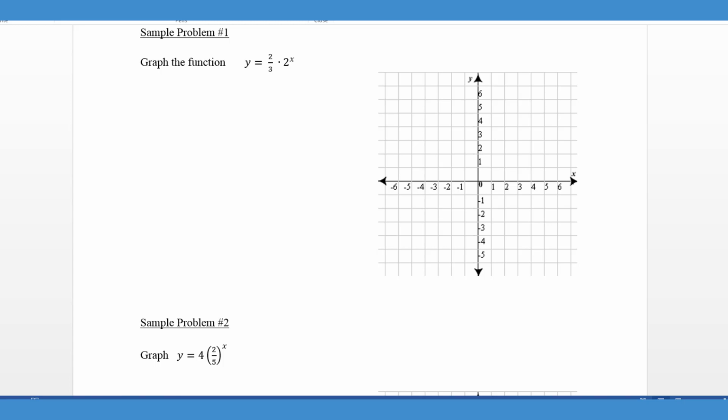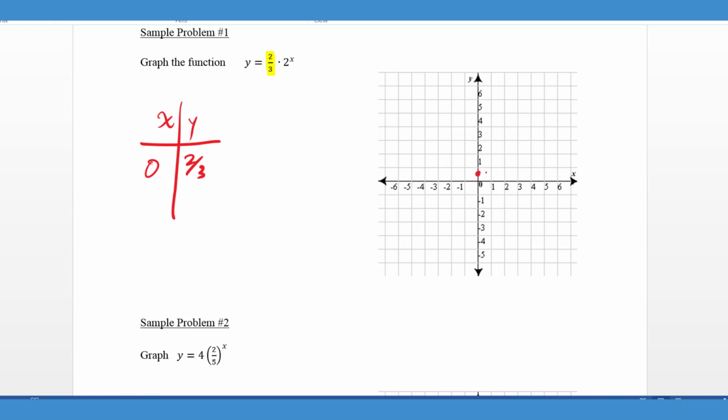Alright, so for this first one, I'm just going to graph a couple of t-chart points to have a generic idea of what this looks like. The first thing I really want to know is, when x is 0, what is my y-intercept? Keep in mind, anything to the 0 power is just 1. So that makes 2/3 my y-intercept. So 0, 2/3, and of course you just graph that as best you can.